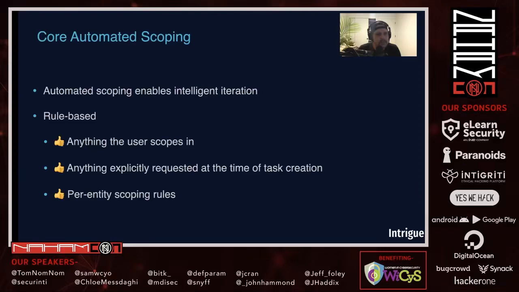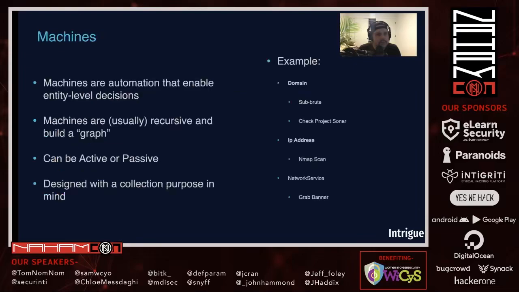And then on a per entity basis, it makes a guess about whether it thinks that should be scoped in and discovered. These scoping rules, combined with the tasks and the entities, and now combined with what we call machines, which are these automation units that enable these decisions of whether to try more things. They're recursive, so they build this graph of an organization. They're either active or passive, and they're designed with this organizational collection purpose in mind in general, though they can be designed for other things like SSL certificate grabbing, or maybe just scanning network ranges. Machines are very flexible.